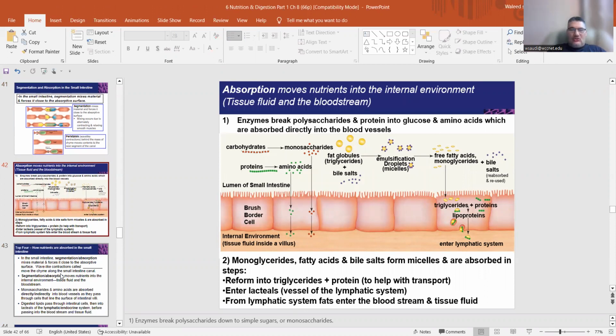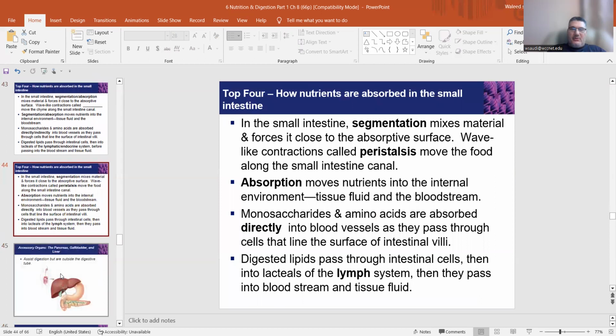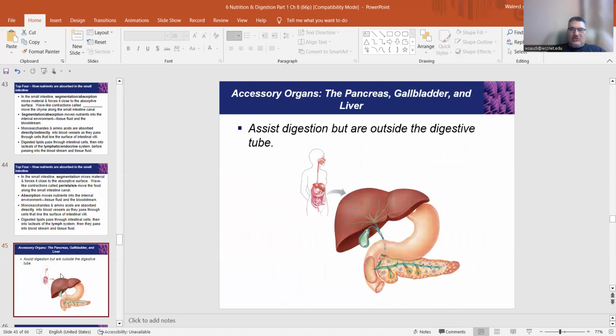Too much information. I told you what you need to know. Segmentation versus peristalsis. We talked about absorption.